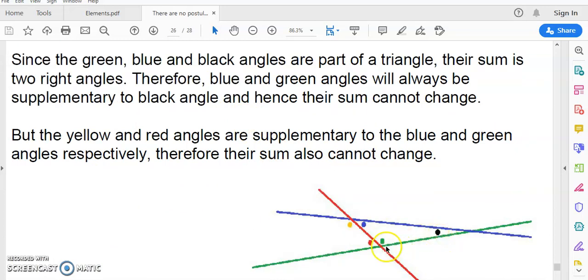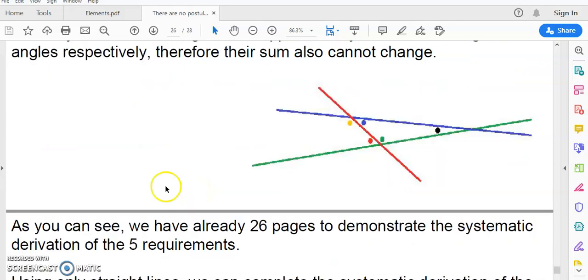Since the green, blue, and black angles are part of a triangle, which, by the way, we saw from a previous video, rests on a circle, their sum is two right angles, okay? And therefore, the blue and green angles will always be supplementary to the black angle, and hence their sum cannot change, because these two angles here will be supplementary to the black angle, and likewise, also, by transitivity of equality, these will also have a constant sum, since they depend on the green and the blue angle that you see here. So their sum cannot also change.